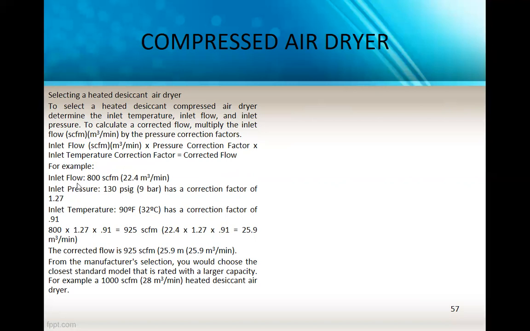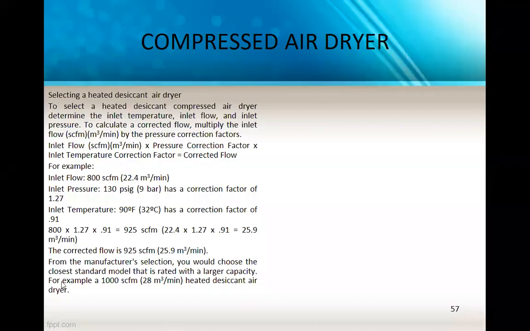For example, inlet flow is 800 ACFM. Inlet pressure is 130 psi gauge. Inlet temperature is 90 Fahrenheit, which is a correction factor of 0.91. The 130 psi gauge has a correction factor of 1.27. So, assuming 800 inlet flow, 800 times 1.27 times 0.91 is 925 ACFM. So now the corrected flow is 925 ACFM.